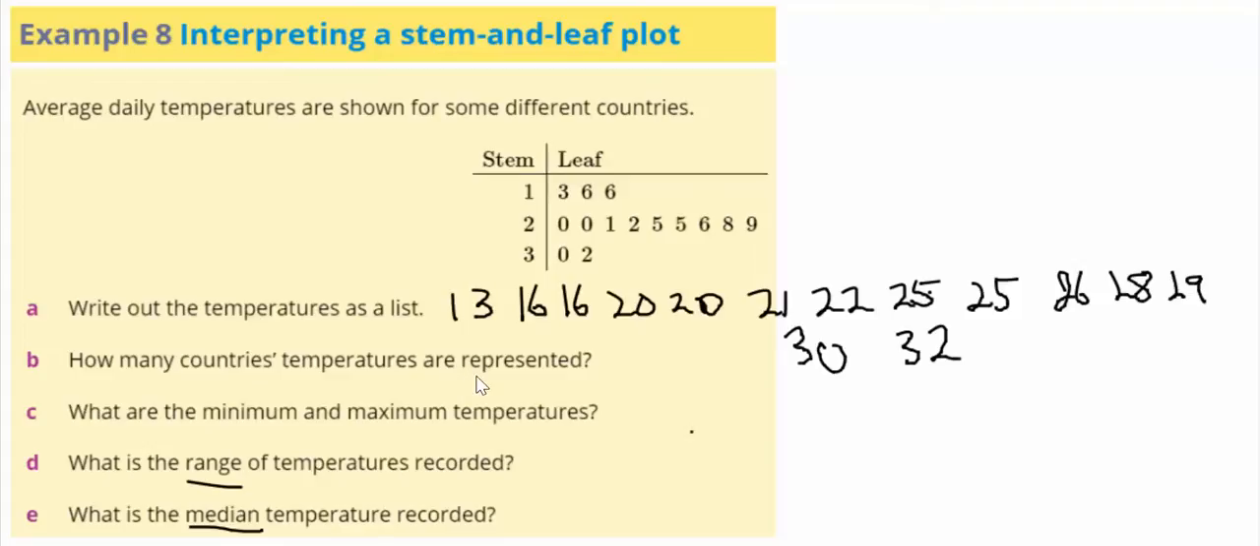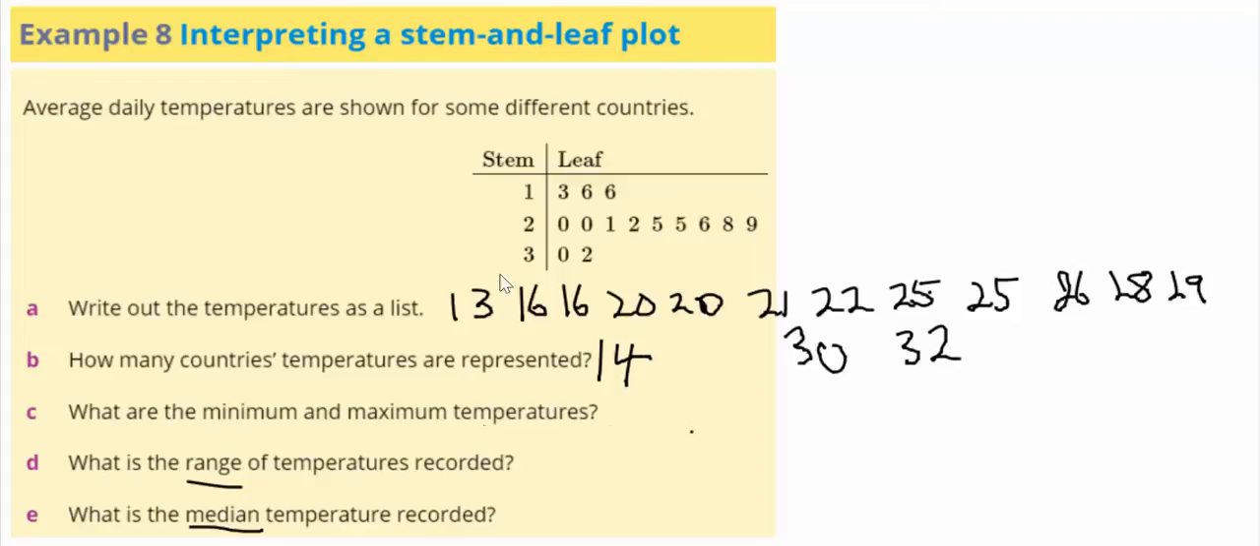How many countries' temperatures are represented? Well, you can either count all these or you can just count the leaf. That's all you need to do, count the leaf side of things. So we've got 1, 2, 3, 4, 5, 6, 7, 8, 9, 10, 11, 12, 13, 14. So there are 14 countries represented with their various temperatures. We could count these as well, but you can also just count the leaves and get your score.